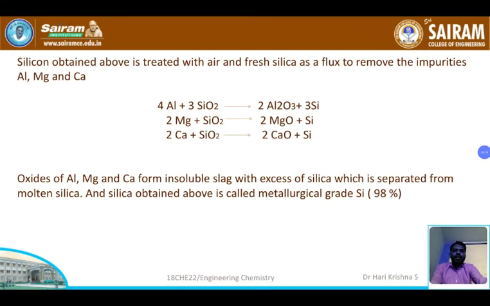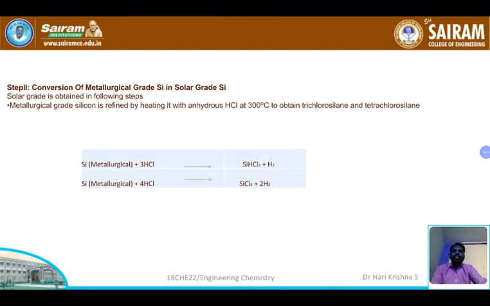Now the next step is converting metallurgical grade silicon into solar grade silicon. This consists of three steps. The first step is synthesis of silane. Here, metallurgical grade silicon, which is refined by heating, is treated with anhydrous HCl at 300 degrees Celsius to obtain trichlorosilane.